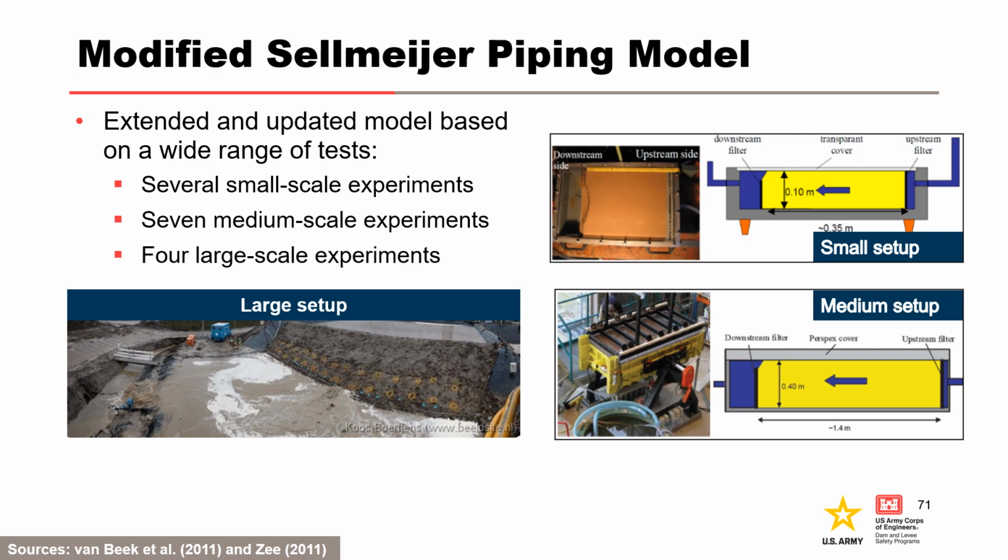Sellmeier's model was implemented in a two-dimensional numerical groundwater model to account for different configurations and used to derive a calculation rule for a standard levee located on top of a homogeneous confined aquifer. The original and adjusted calculation rules are described in Sellmeier and others 2011. The adjusted calculation rule extended and updated the piping model based on results from a wide range of tests, several small-scale, 7 medium-scale, and 4 large-scale Eichdyke experiments. Thus, the Sellmeier model is known to result in good predictions for large-scale experiments with two-dimensional configurations.